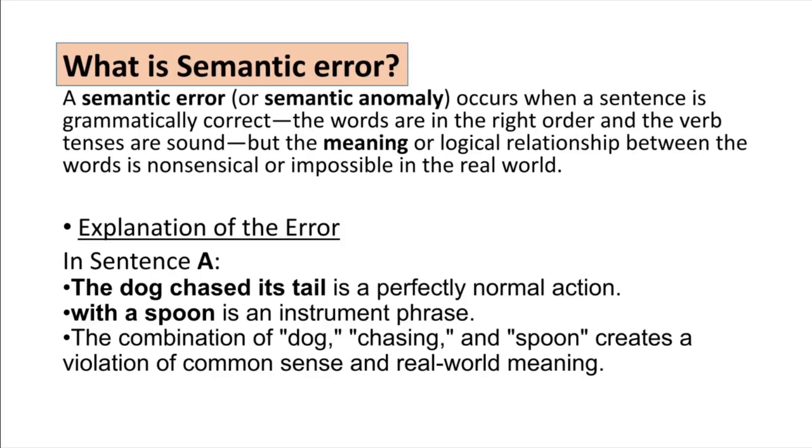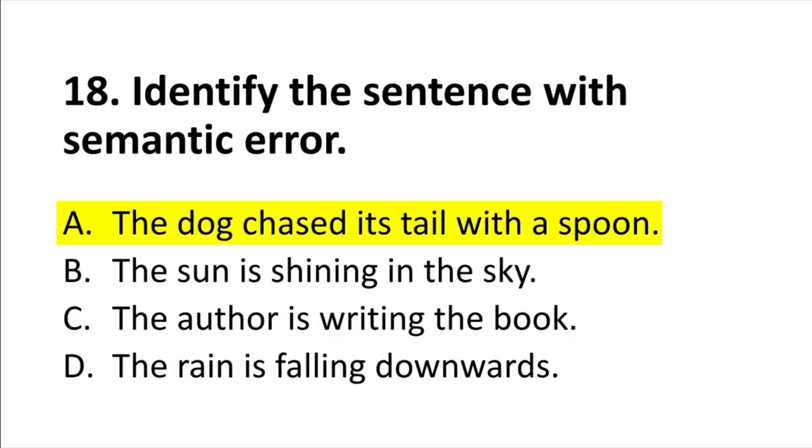So what is a semantic error? A semantic error occurs when a sentence is grammatically correct, the words are in the right order, and the verb tenses are sound, but the meaning or logical relationship between the words is nonsensical or impossible in the real world. So coming to the explanation of the error in sentence A, "the dog chased its tail" is a perfectly normal action, but "with a spoon" is an instrumental phrase. The combination of a dog chasing and a spoon creates a violation of common sense and real world meaning. So the error is in option A.